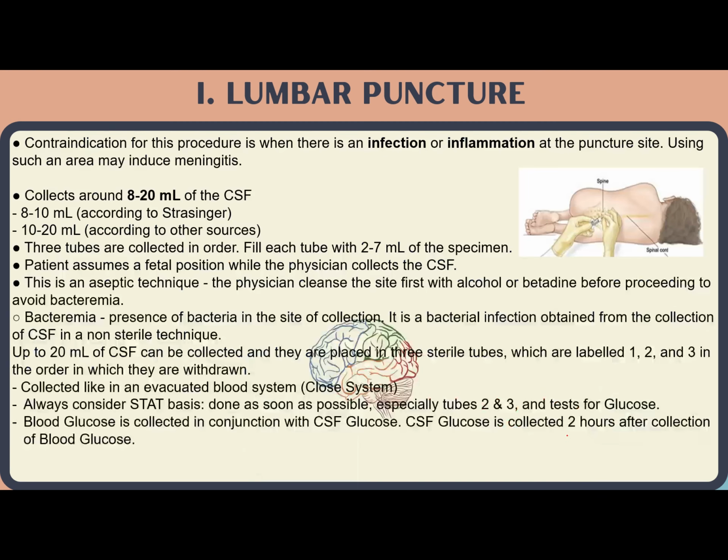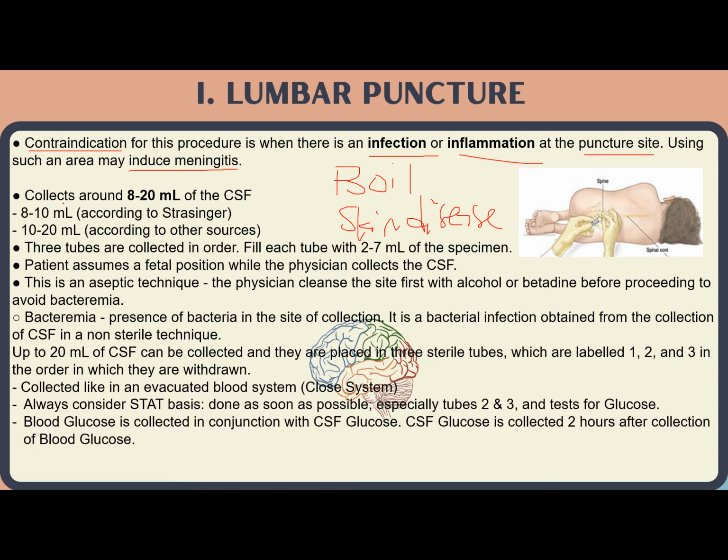Now, contraindications for this procedure, class, is when there is an infection or inflammation. When you say contraindication, it means, class, that you're not able to do this procedure. So you're not allowed to do this procedure if there is an infection or inflammation at the puncture site. Let's say, class, the patient is suffering from a boil or a skin disease at the area between his L3 and L4. You cannot do lumbar tap. Using such an area can induce meningitis, which is actually true, class. Imagine if you puncture an infected area, the organisms, the bacteria, could actually enter your spinal cord.